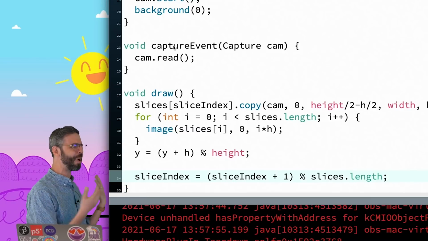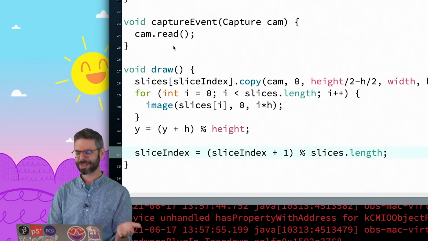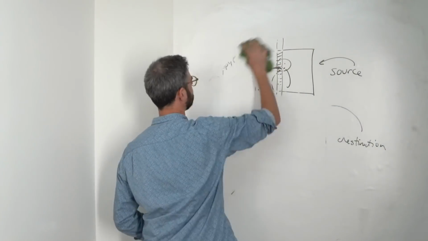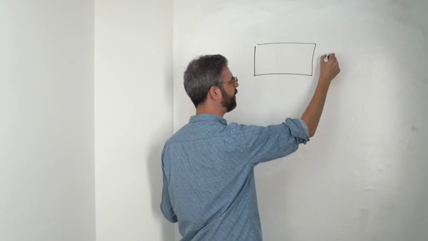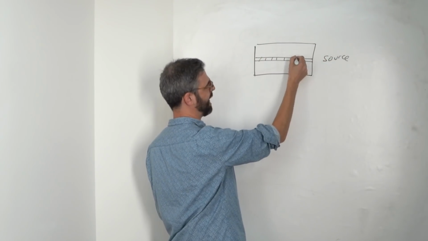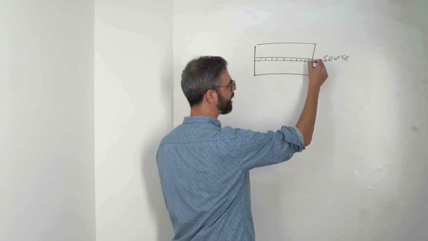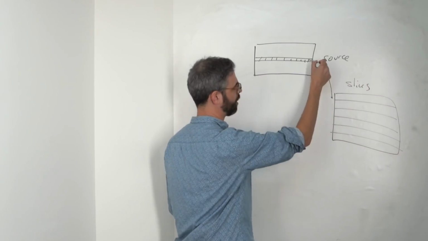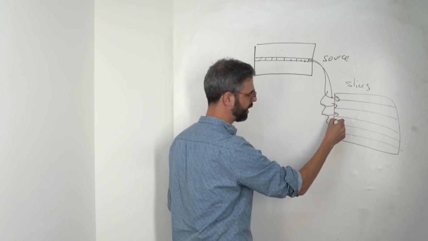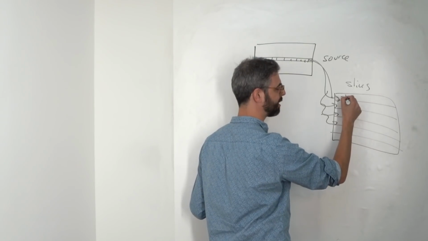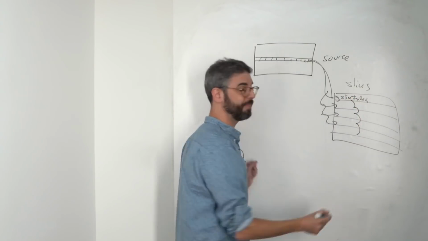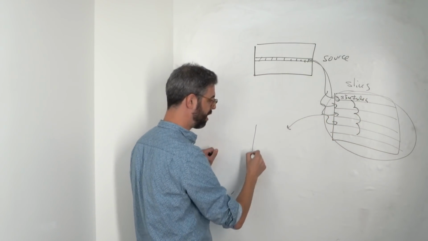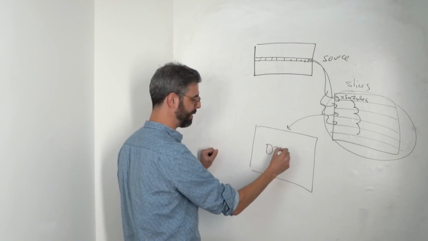I don't get it. You went through all this extra work to create this array so that you can copy the slice to, let me draw what I'm doing here. I have my source video where I am taking a middle section of pixels. I am copying it to an array called slices, where it goes here, and then it goes here, and then it goes here, it goes here. This is the slice index, which is changing every frame.